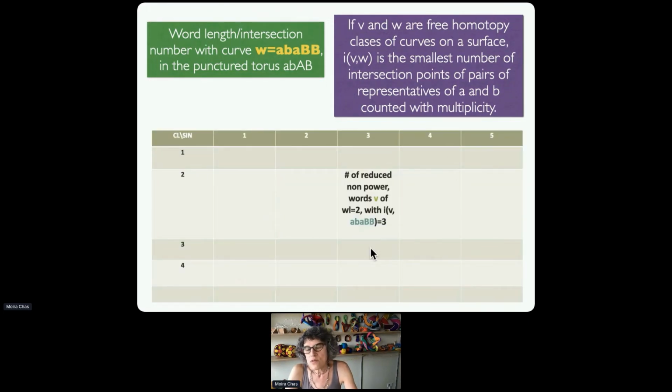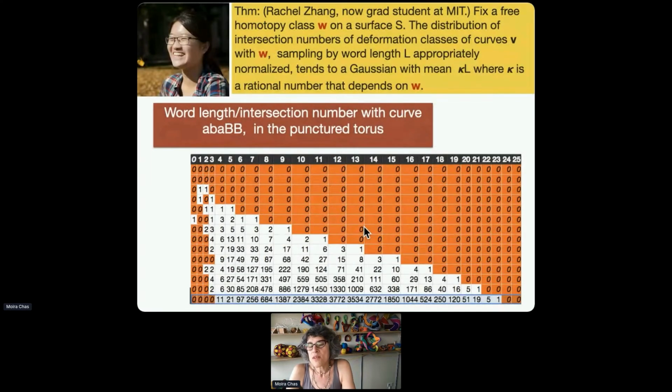And now I'm going to look at a table again. I'm going to count how many curves of 2 letters intersect 3 times with this fixed word, the one I choose here. I made a table, and I worked on this with a high school student who was incredible. And she did prove that this distribution of intersection goes to a Gaussian.